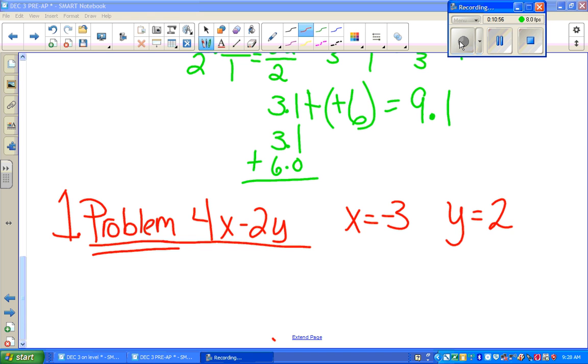All right, I went ahead and added one extra problem at the bottom of this paper. Please work this out at the very bottom and return it tomorrow.